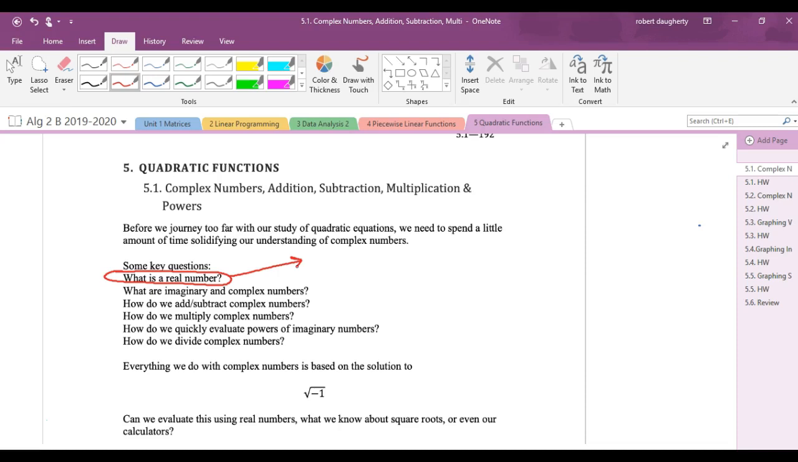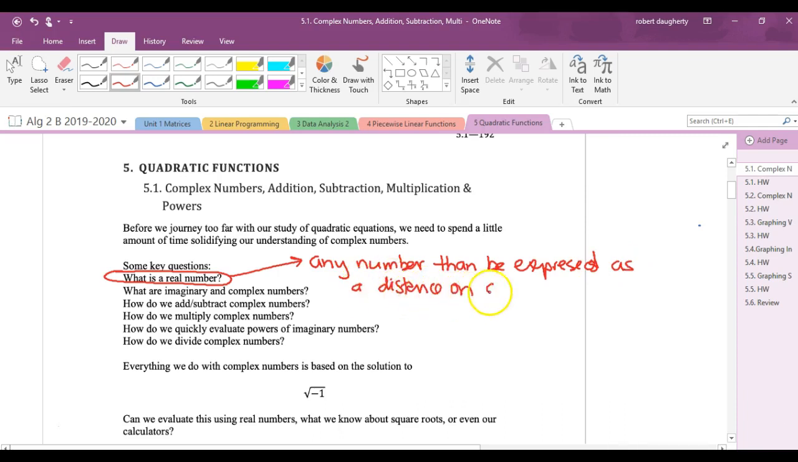What about i? It is a number. It's a complex number. So we haven't gotten there. Anyway, I'm just toying with you. A real number is any number. Any number that can be expressed as a distance on a number line.